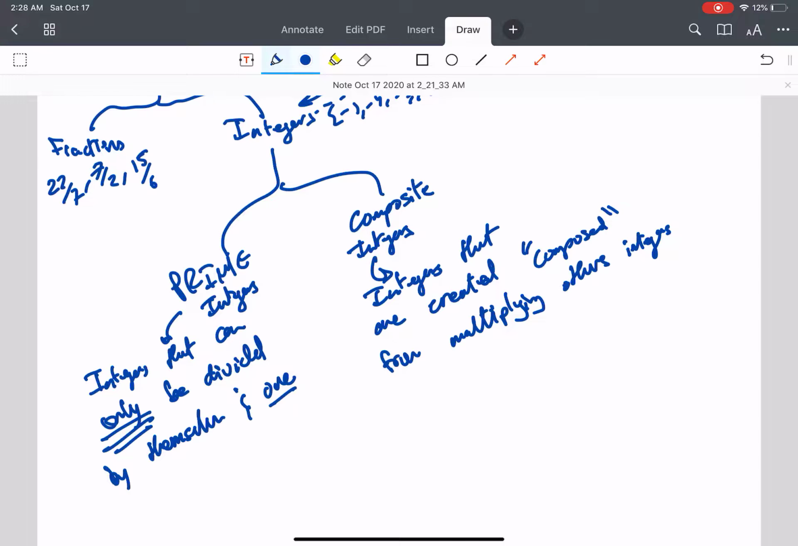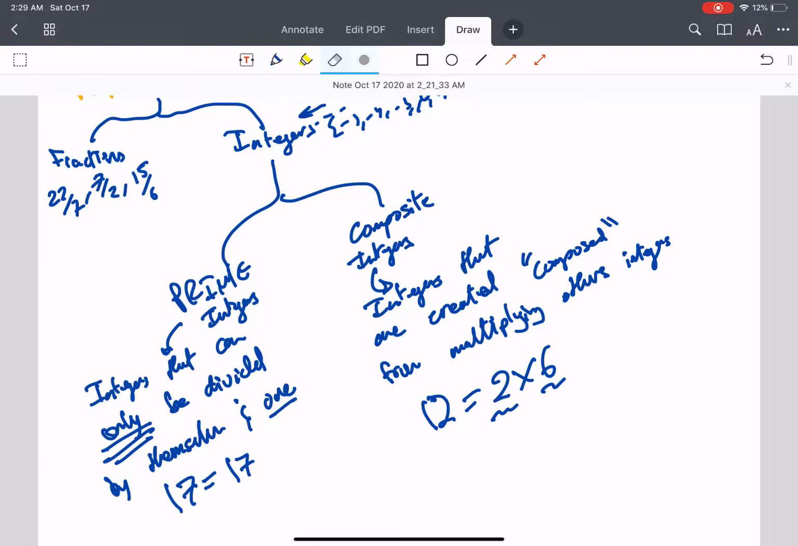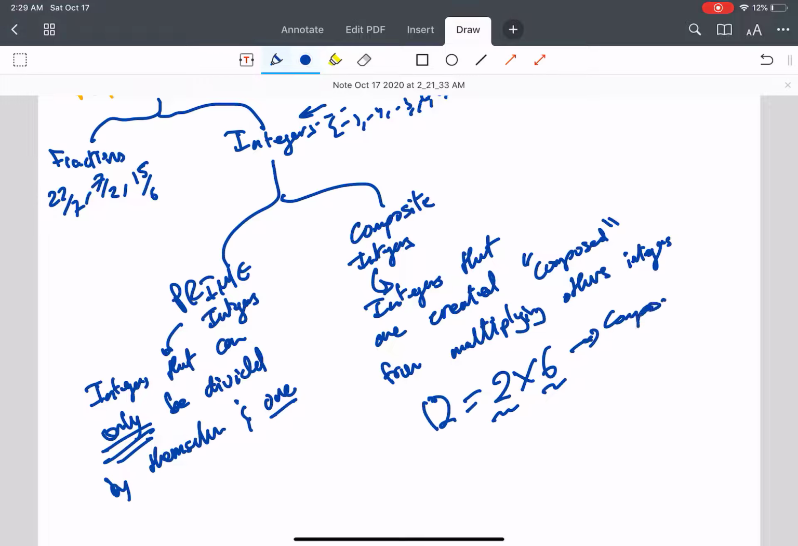For example, 12 is equal to 2 times 6, it's created from multiplication of 2 and 6. However, for example, 17 is not created from anything. 17 is equal to 17 only. It cannot be created from the product of any other numbers. 17 is actually a prime number and 12 is a composite number. Okay, very good.